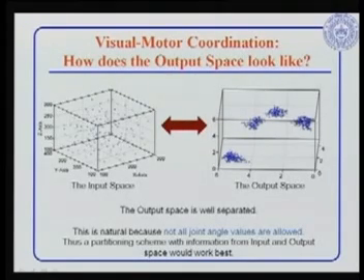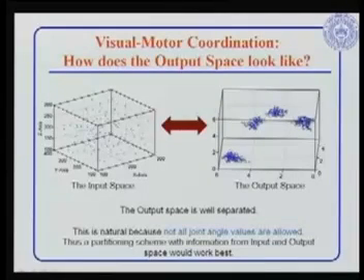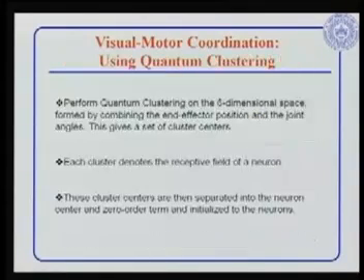When I manipulate my hand, possibly certain angles I cannot create, or certain angles are not possible, just like in the case of a robot manipulator. So, thus a partitioning scheme with information from input and output space would work best.